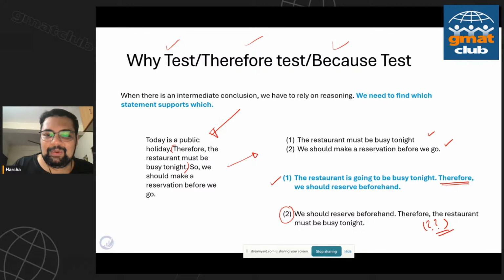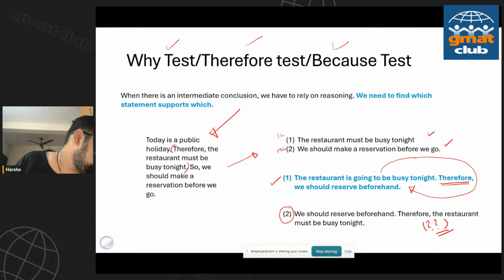Which is why, what is a statement that is supporting the other statement? The idea that the restaurant is going to be busy tonight kind of supports or helps build the case for the final idea that yes, we should make a reservation beforehand. Therefore, one is my intermediate conclusion, two is my main conclusion. Is this idea coming through?